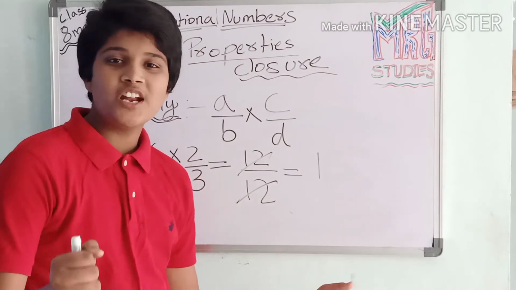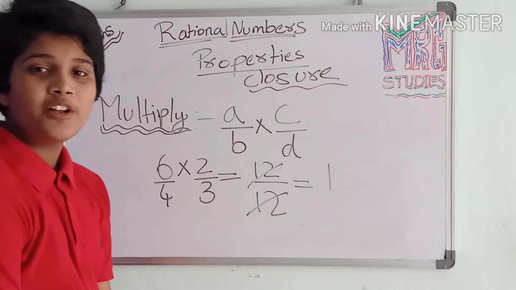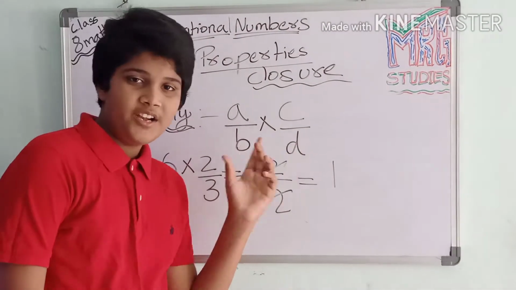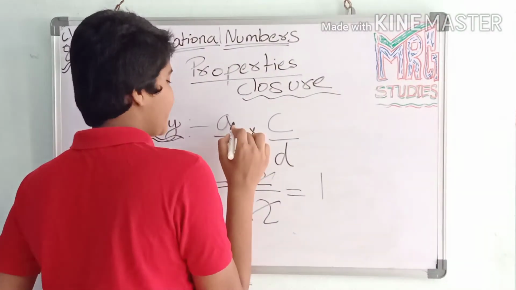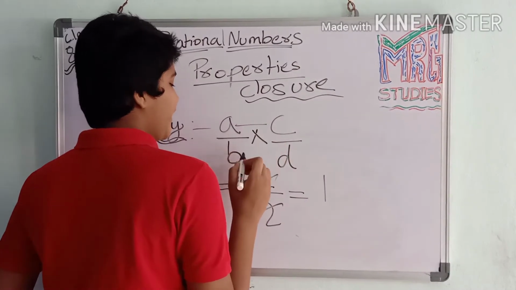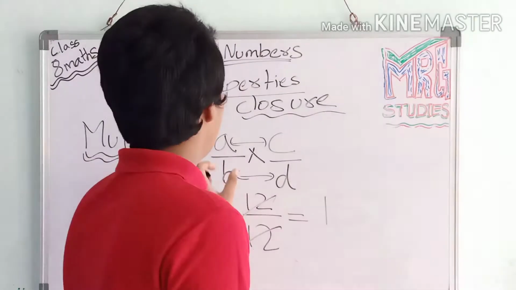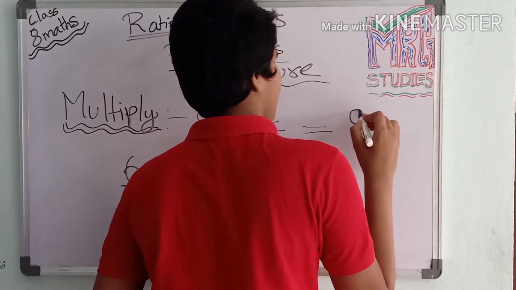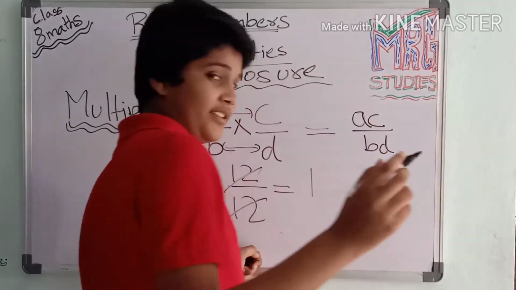Now I am going to tell you the closure property of multiplication. In closure property, how to do the multiplication means A by B into C by D. This is the problem. And we should do multiplication to numerators and denominators. Means if A into C is there, see the answer: A C by B D. Like this we should do.